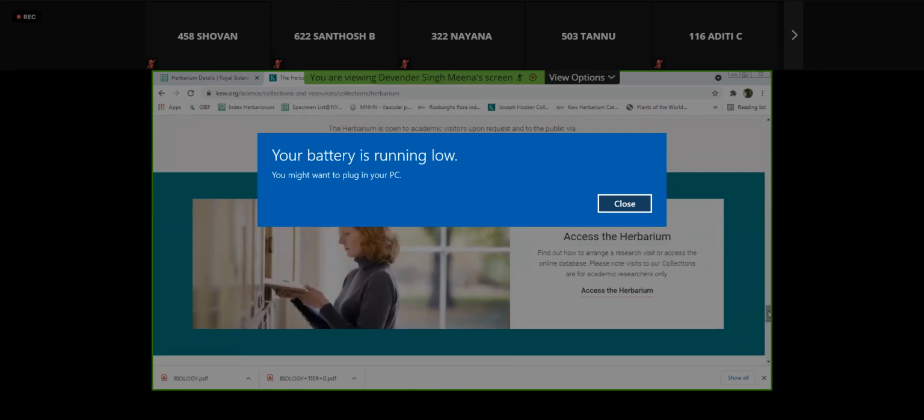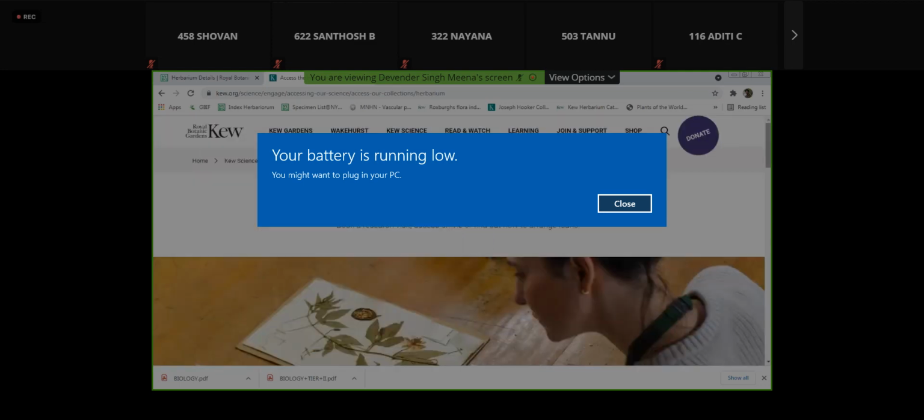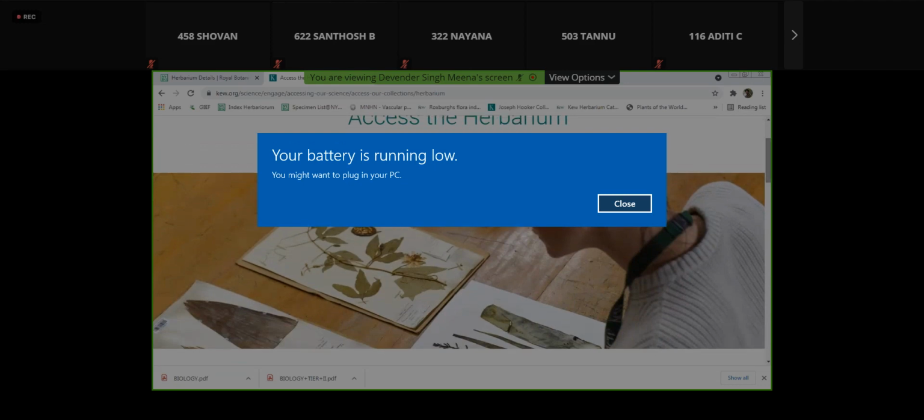So now here at the bottom of this page, we have the link to access the herbarium, right? So this is the link. If I click on this link to access the herbarium, it will take me to the catalog of herbarium. Okay, so from here, either you can book a research visit in a physical form to the Royal Botanic Gardens Kew, or you can access the herbarium online.